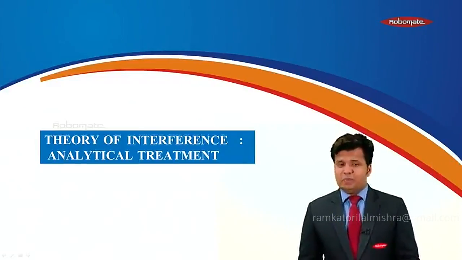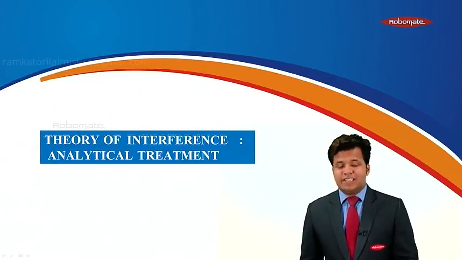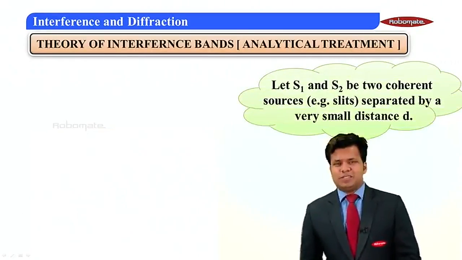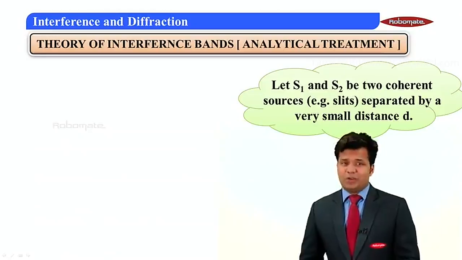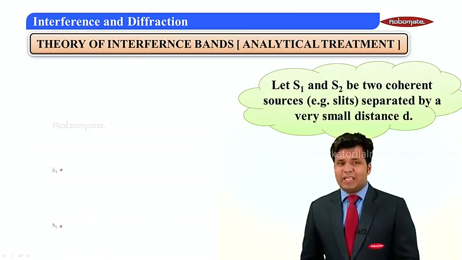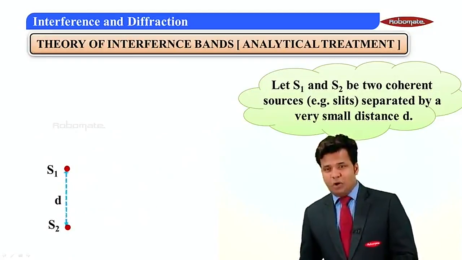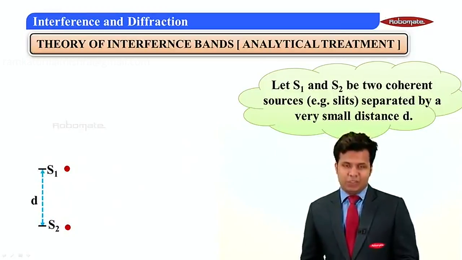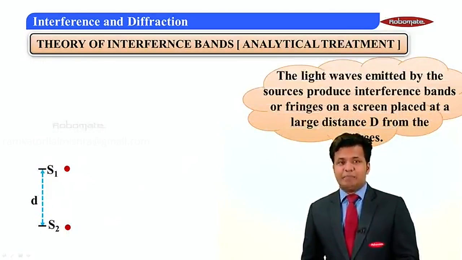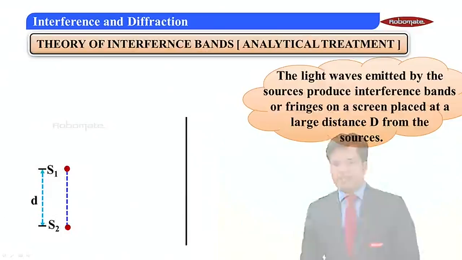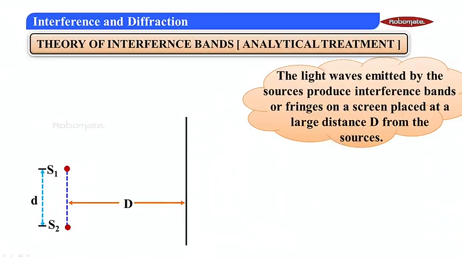Let us start with a very important derivation, that is analytical treatment of interference. For this treatment, you need to understand one very important diagram here. So let us start. Now, we are going to consider two coherent sources. The names of these two sources are S1 and S2, and they are placed at a distance small d from each other. Now, these sources would be creating a pattern which would be visible on the screen, which is kept at a distance capital D from the source.